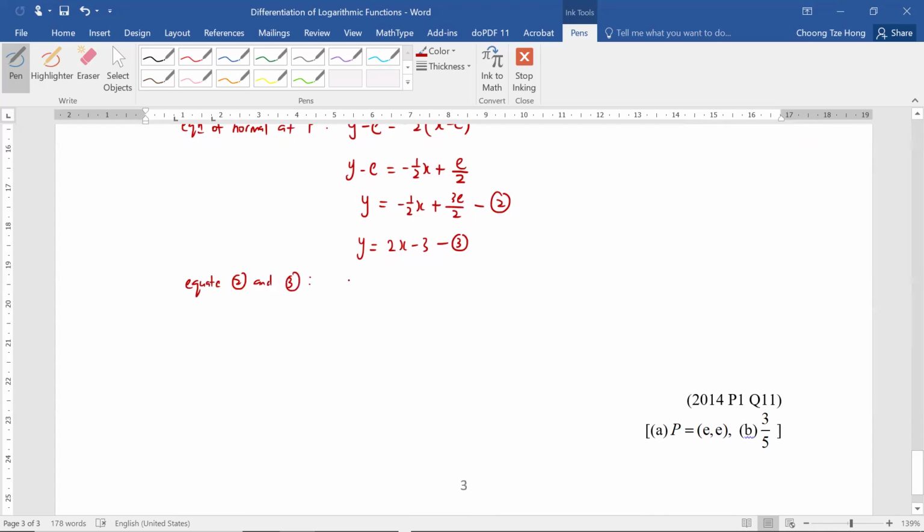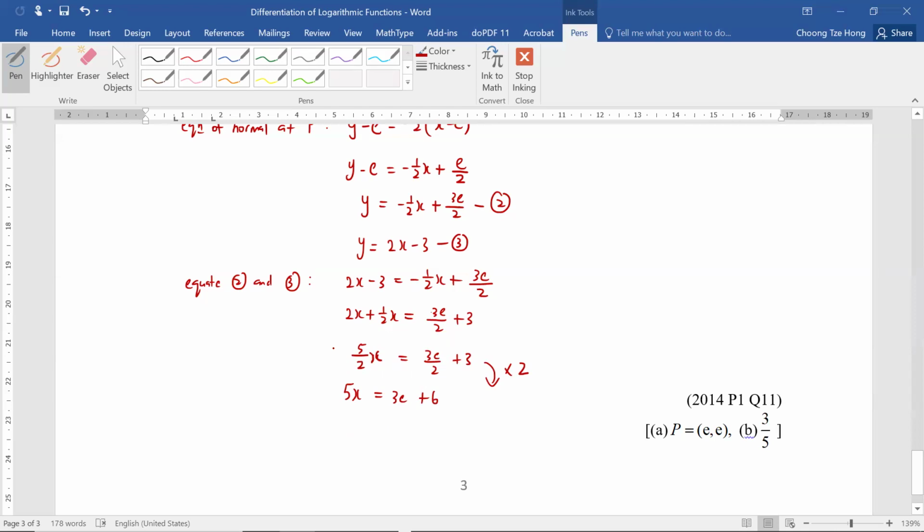So we're going to get 2x minus 3 equals -half x plus 3e over 2. We're going to bring all the x terms to one side. So 2x plus half x equals 3e over 2 plus 3. This will give you 5 over 2 x equals, we'll leave it first. We try to get rid of the denominator. Both sides have denominator 2, so let's multiply by 2. You'll get 5x equals 3e plus 6.